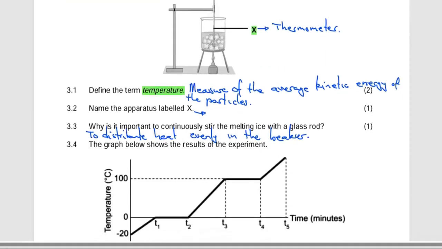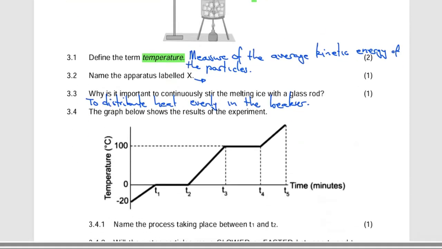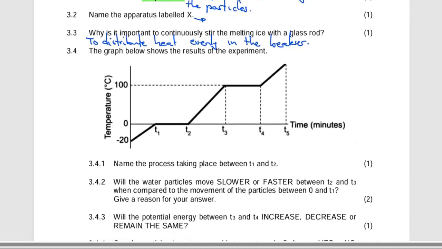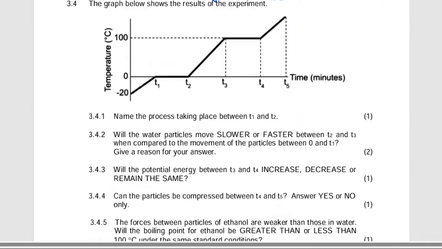Then moving on to 3.4, it says the graph below shows the results of the experiment. So this is the graph that is obtained after we heat our ice cubes. Then they're saying name the process taking place between T1 and T2. So here, T1 and T2.